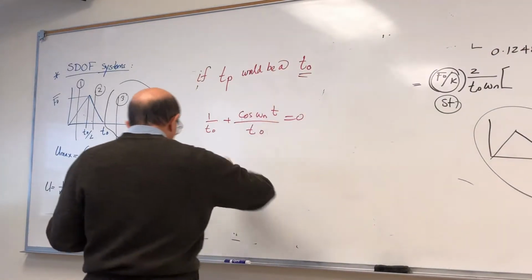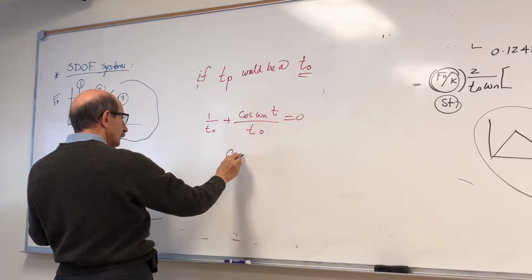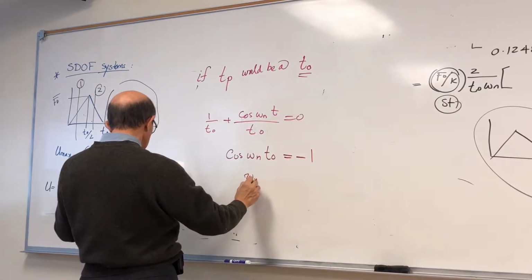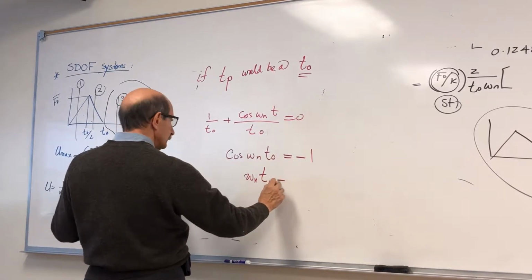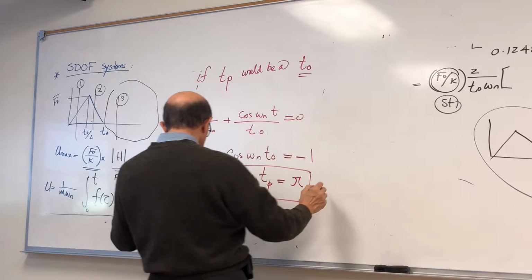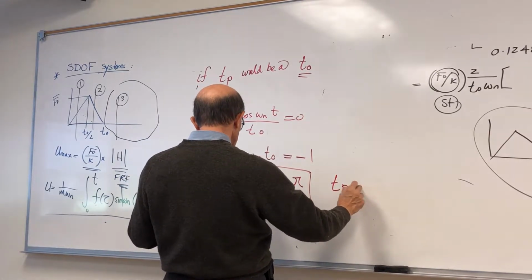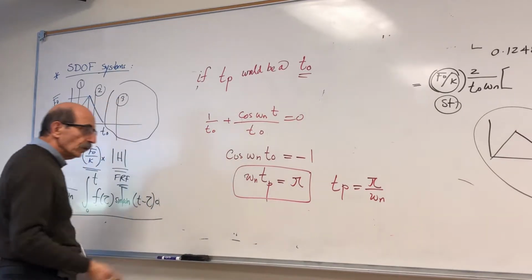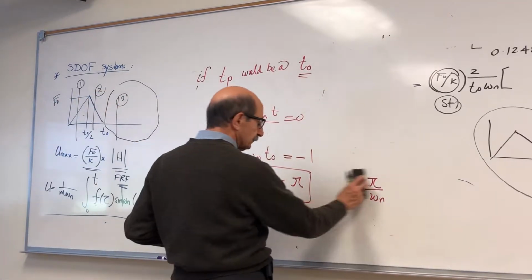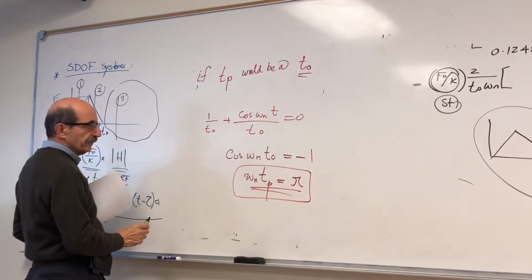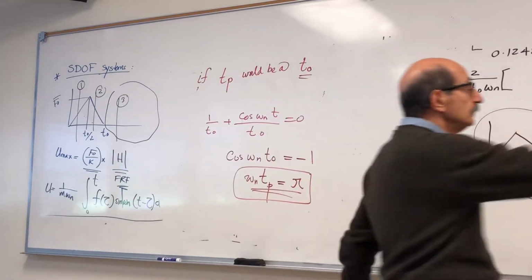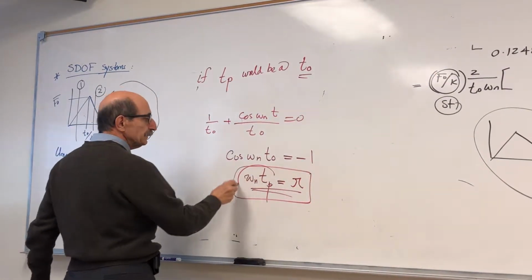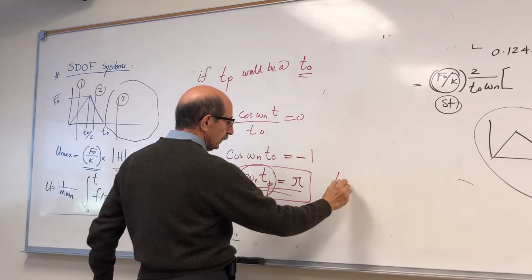So from here, if you solve this, you will see that what it gives you is cosine omega n t0 is equal to -1, or omega n t0, which is that tp, is equal to pi. So that means tp is going to be pi over omega n. But we do know that maximum displacement does not occur here, but somewhere beyond that, right? So in other words, it will occur somewhere, or maybe I would write it down here, tp is.